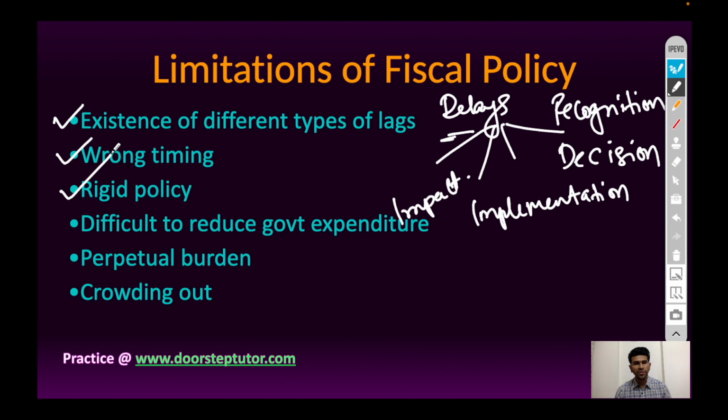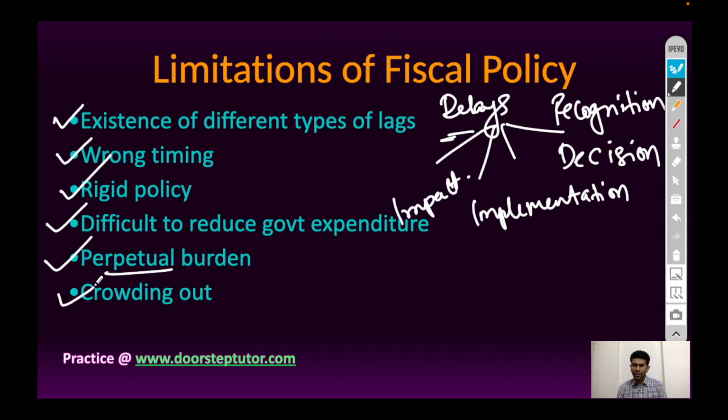Next, rigid policy. Sometimes the economy requires immediate action, but an immediate change in policy may not be possible. Difficult to reduce government expenditure. It is not possible to reduce the pension or salary of any defense staff, such as police, army, etc. Next, perpetual burden. Perpetual means lifelong burden. At the time of inflation, the government sells government securities in the market, but at the time of maturity, it will create a problem.